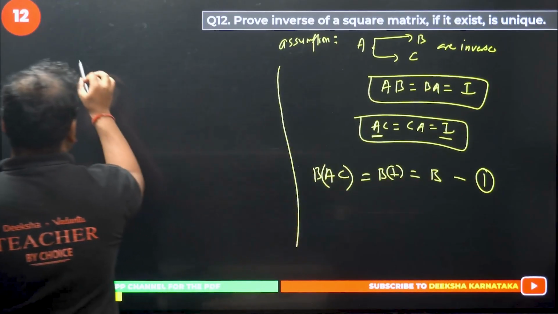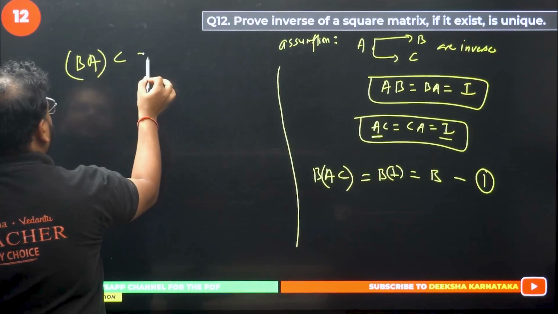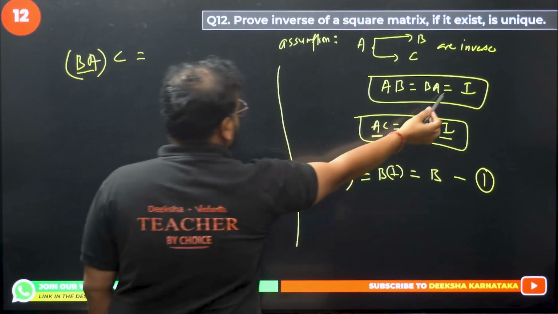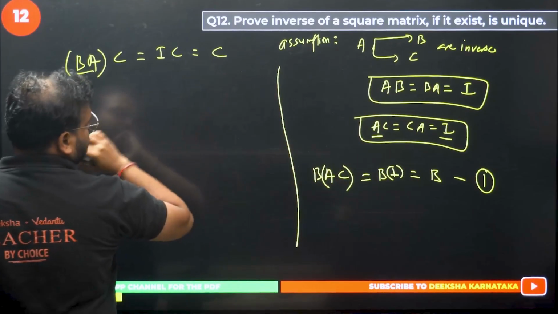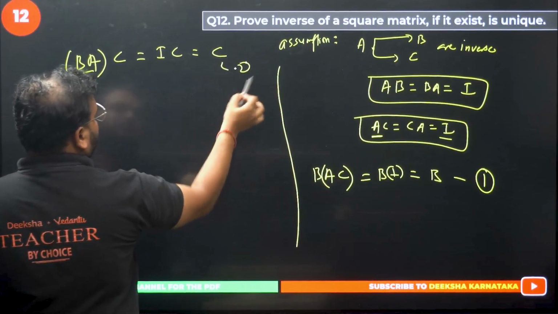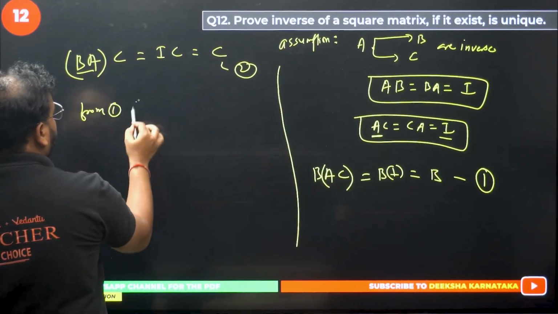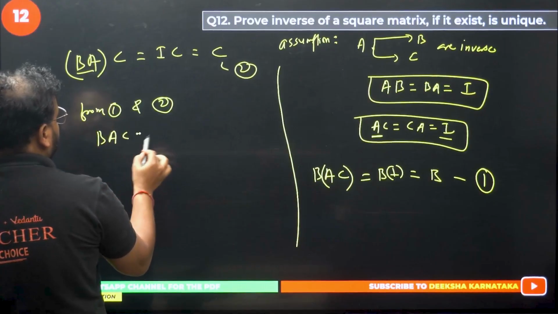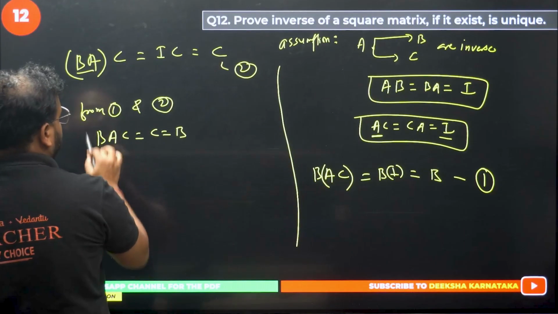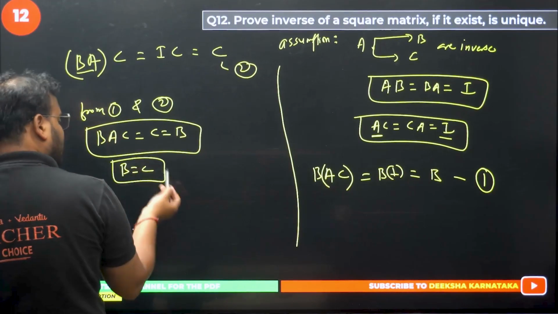Continue. BAC this time, but club BA together. What is BA? BA is the same as I. So I times C, what does it mean? It is equal to C. Equation number 2. So basically I'm getting what? From equations 1 and 2, I'm getting BAC equals C and B. It means what? B and C are the same, equal.